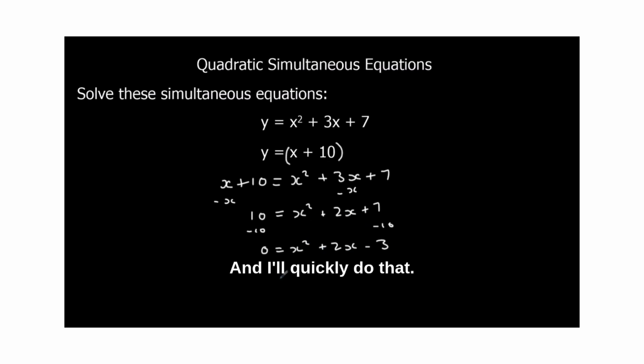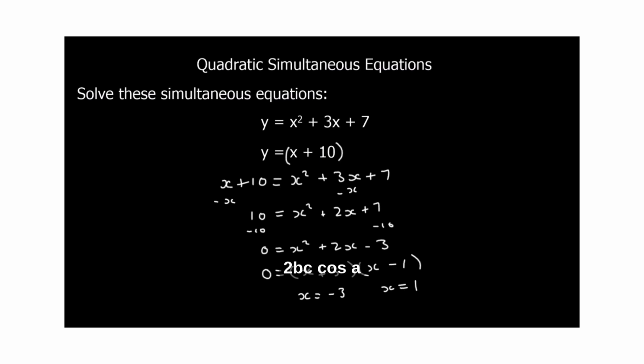The easiest way to solve a quadratic is to factorize it. So let's put it into 2 brackets. It's got to be 3 and 1, and it's plus 3, take away 1. So that means x is equal to minus 3, or x is equal to 1.